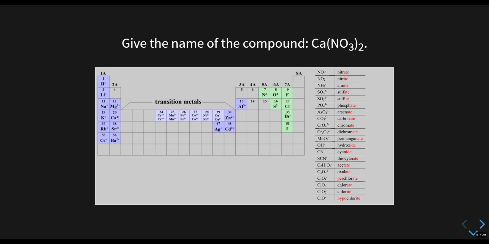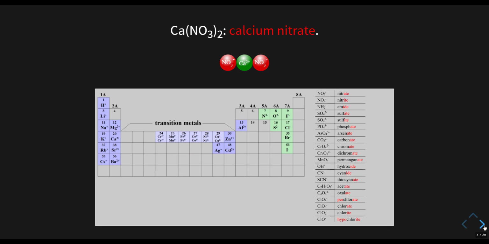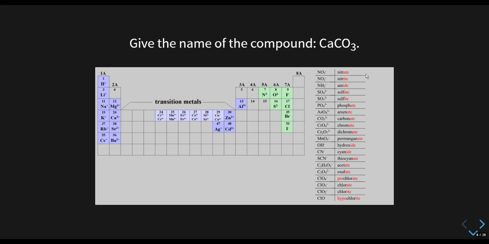How about this one? Well, the same thing. Calcium, and I look up NO3. I don't care about the 2. I realize I need 2 nitrates for every calcium, but for the name, I just look up what that NO3 is. It's nitrate. So that is calcium nitrate. Let's look at another one, CaCO3, calcium again, CO3 this time. Where is it? Oh, there it is down there. It's called carbonate. So this is calcium carbonate.